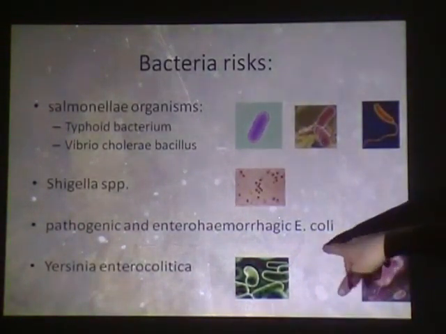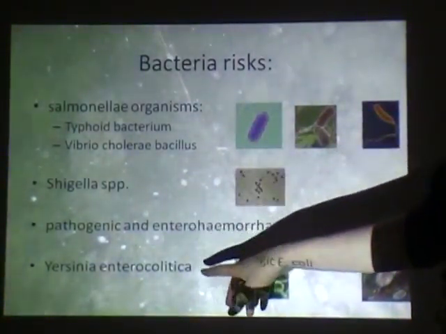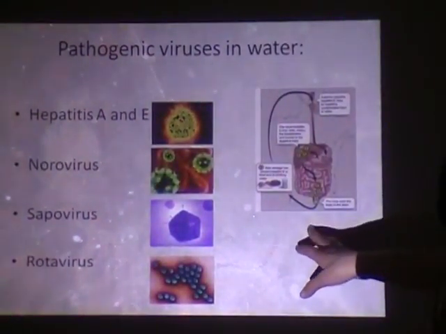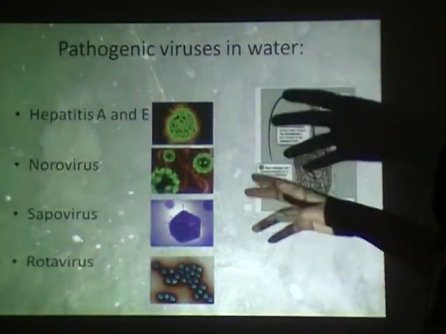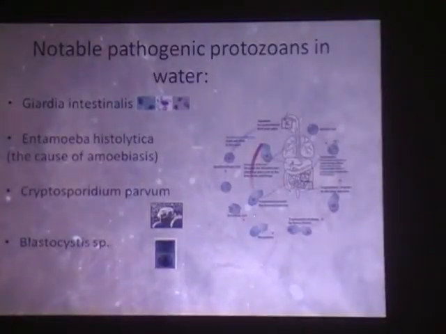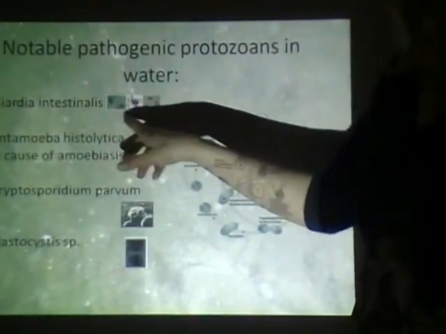So just as a review, typhoid, cholera, many other kinds. Viruses like Hep A, Hep E, the norovirus, the sapovirus, rotavirus. None of them look interesting for me to get, right? I don't want any of these. Giardia.